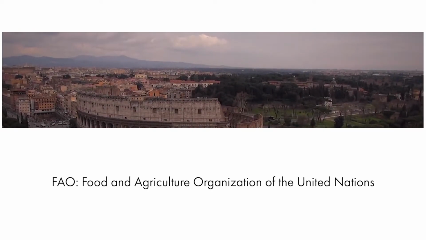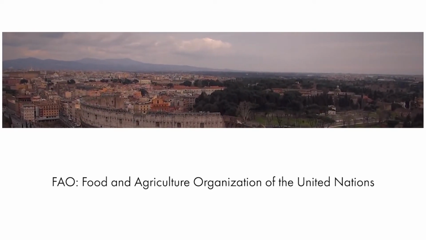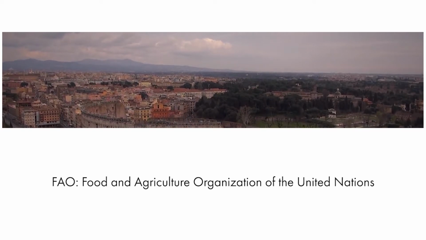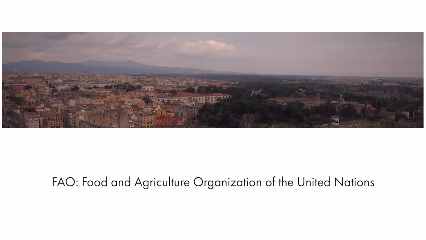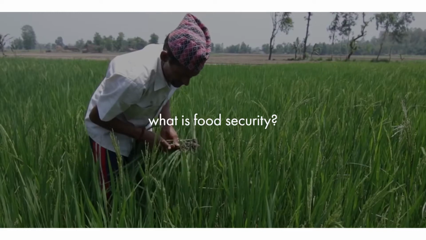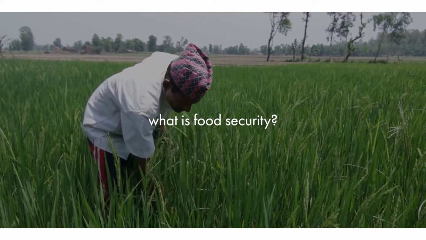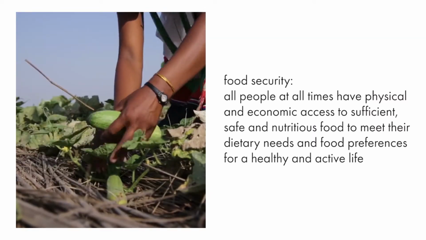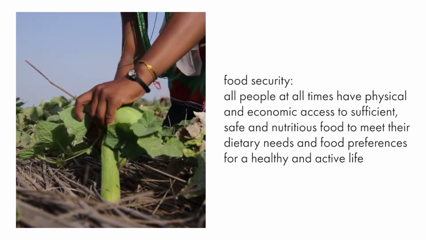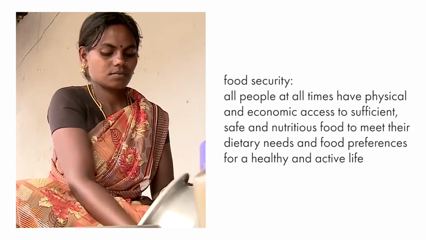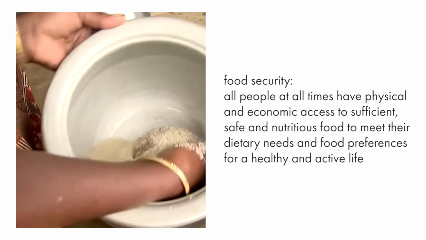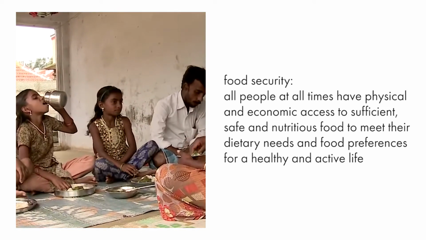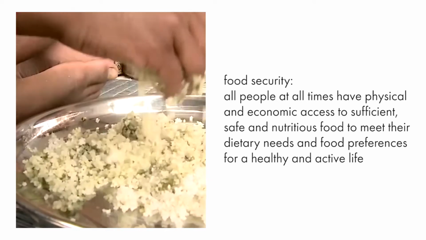So in 1996, there was a World Food Summit in Rome at the UN Food and Agricultural Organization, or FAO. They then defined in that summit what is food security. Food security exists when all people at all times have physical and economic access to sufficient, safe, and nutritious food to meet their dietary needs and food preferences for a healthy and active life.